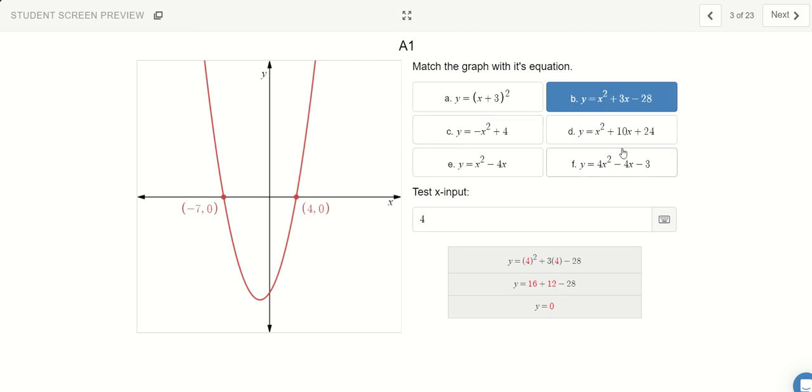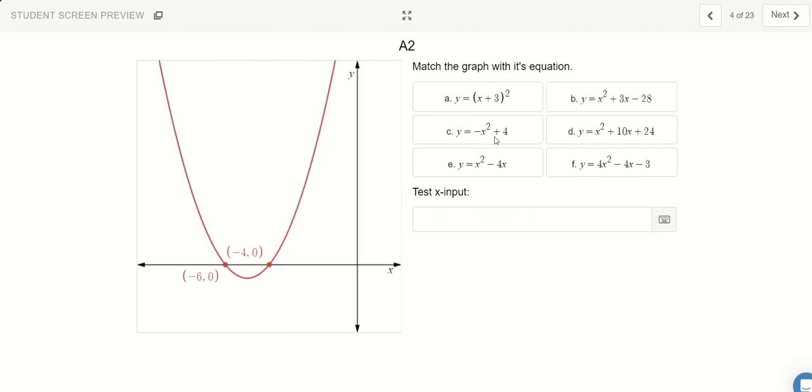Let's see. Oh, here's B. It looks like when I plug in 4, the height's 0. Let's try the other point, -7. Notice that when I try -7, the height's also going to be 0. So for my two x-intercepts, 4 and -7, the equation makes y equal 0. So this one's going to be B.